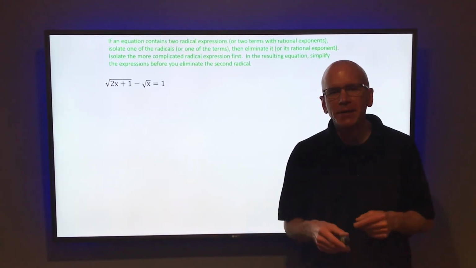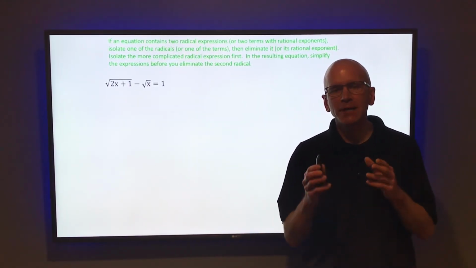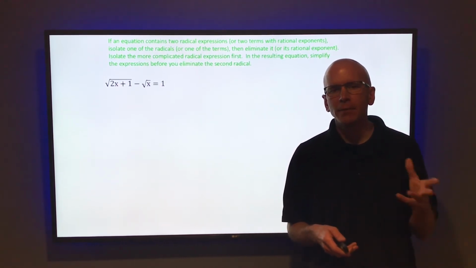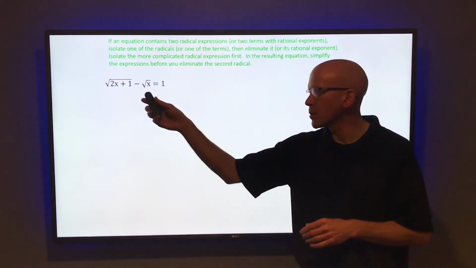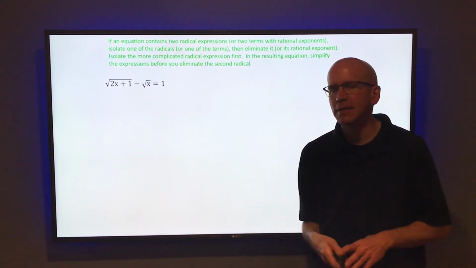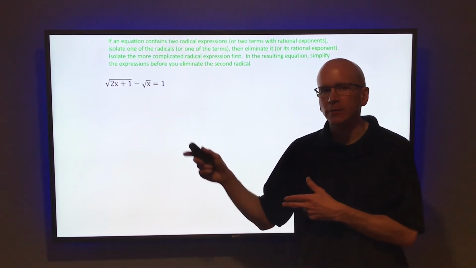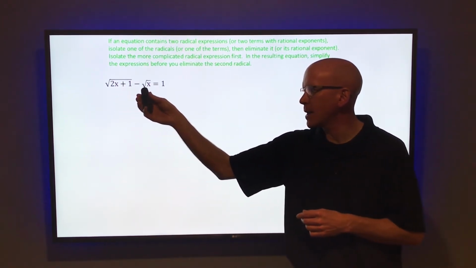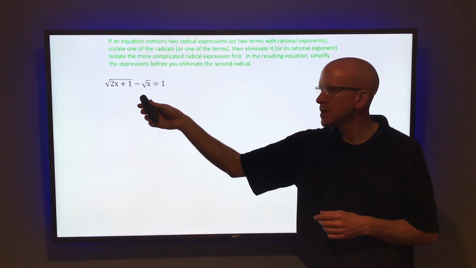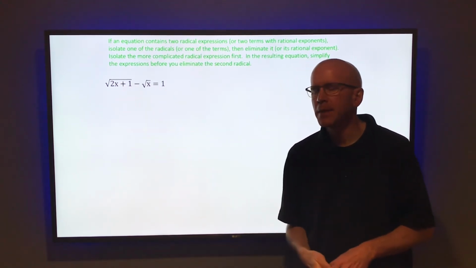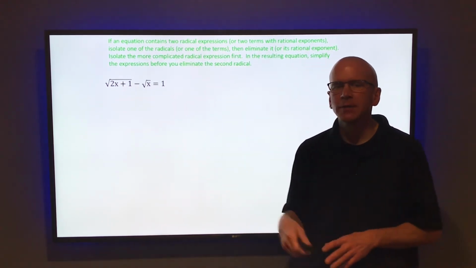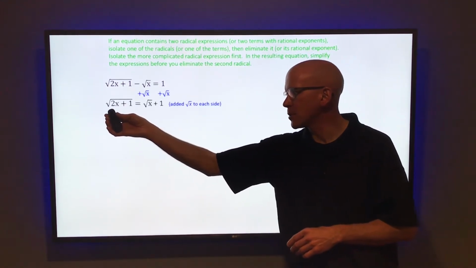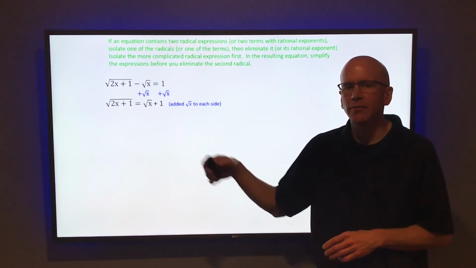If an equation contains two radical signs, we're going to isolate the more complicated looking radical first, then eliminate it, and then proceed to solve for x. So we have the square root of 2x plus 1 minus the square root of x equals 1. If you look at those two radicals, which one looks the most complicated? I'd say the square root of 2x plus 1 looks a lot more complicated than the square root of x. So we're going to eliminate that radical sign. To do that, we're going to move that square root of x to the right side. So we're going to add the square root of x to each side. If you do that, you get the square root of 2x plus 1 equals the square root of x plus 1.